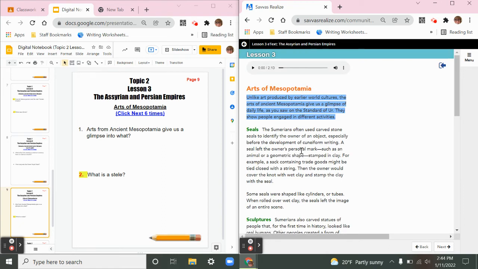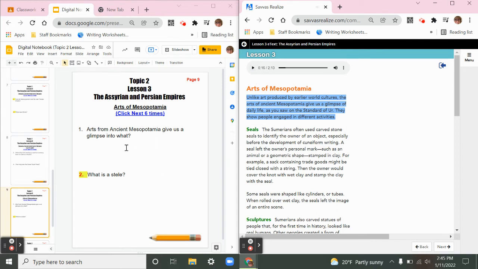Page 9 of your digital notebook. Arts of Mesopotamia. Unlike art produced by earlier world cultures, the arts of ancient Mesopotamia give us a glimpse of daily life, as you saw on the Standard of Ur. They show people engaged in different activities.